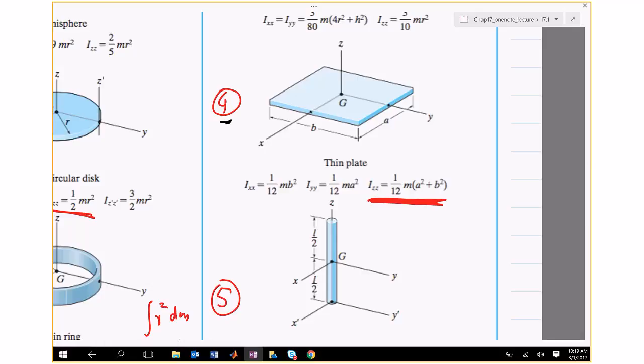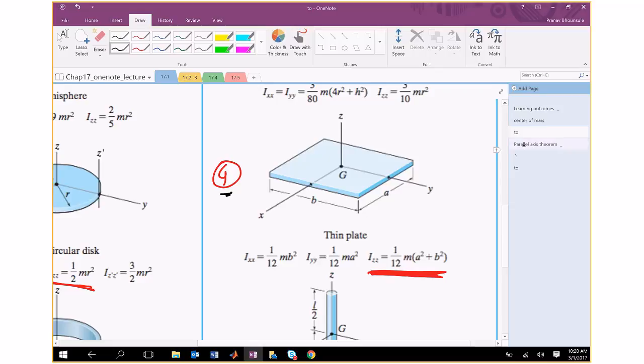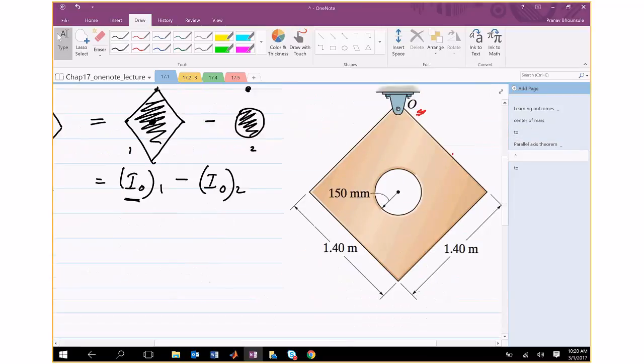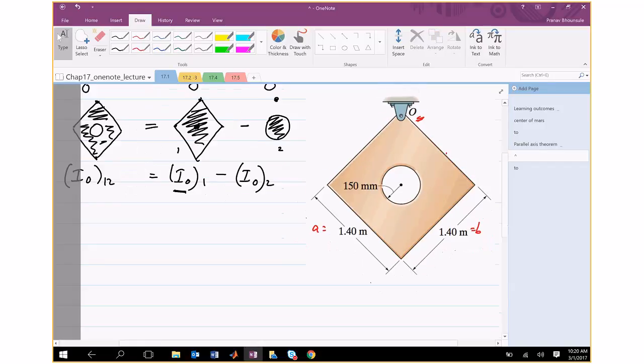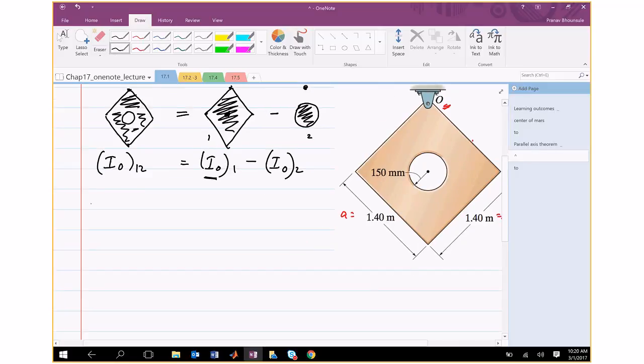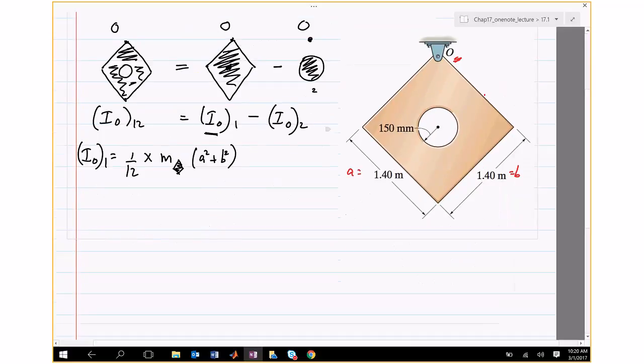It's 1/12 mass times the sum of the squares of the sides. So if this is A and this is B, then it's one divided by 12 times mass times A square plus B square. Okay, but that is the inertia about the center of mass. I need to find the inertia about the point O.